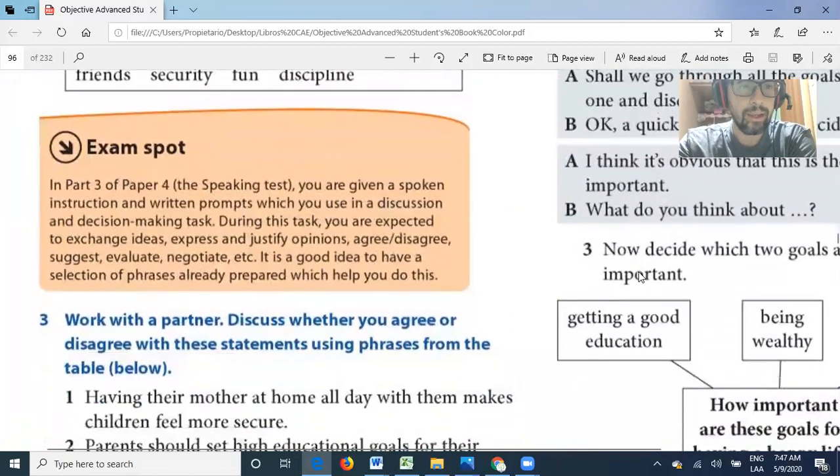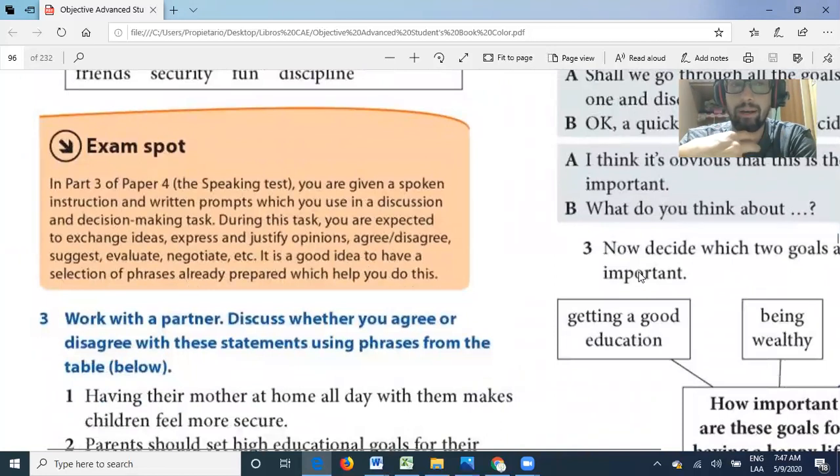Then let's just very quickly work on some tips for part 3 and 4. Remember, most of you have already done the first speaking test that we did. So now you're ready. Now I know that you're familiar with these parts.